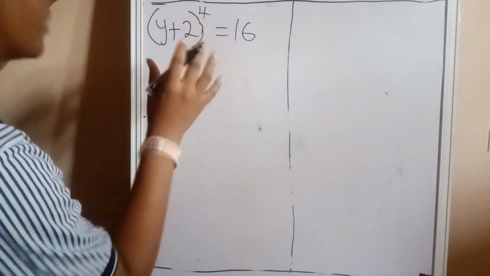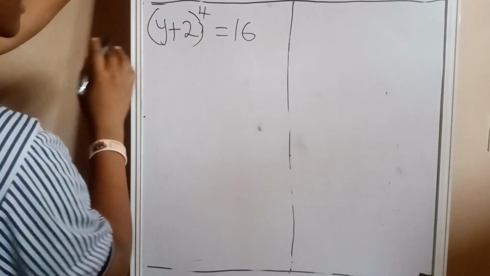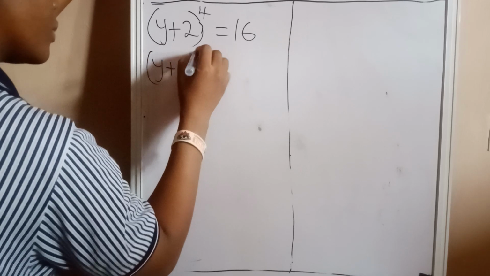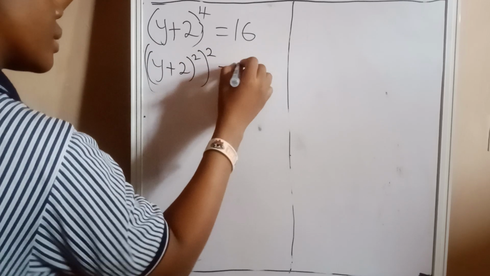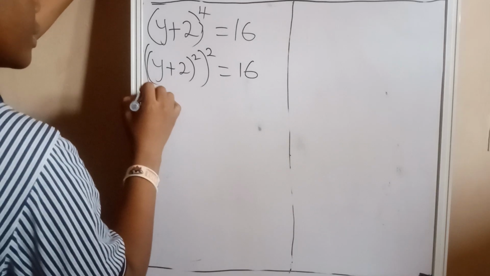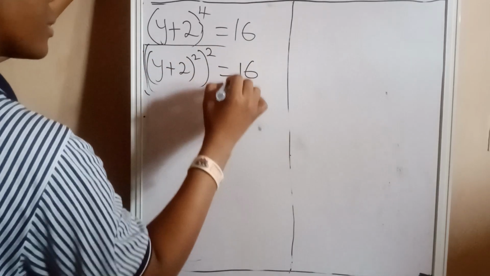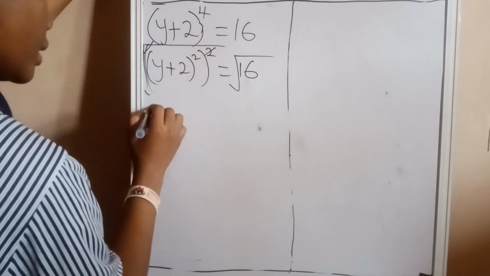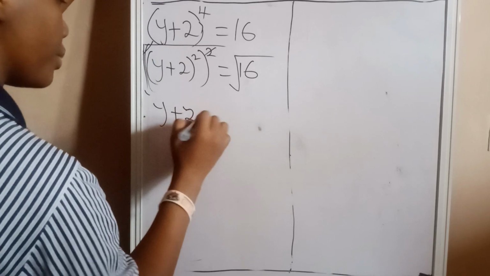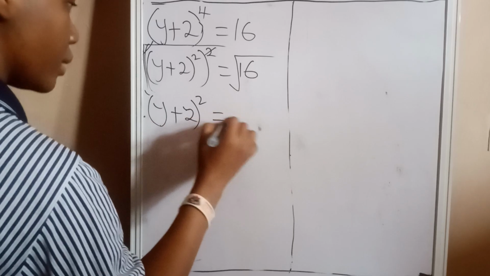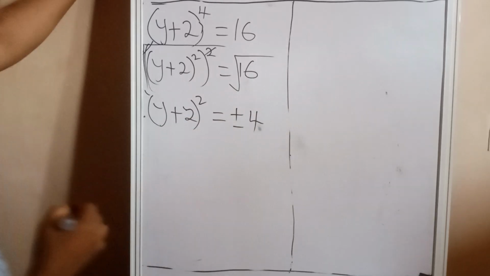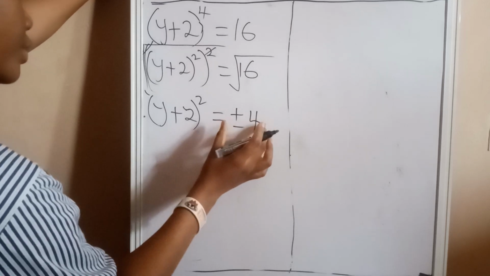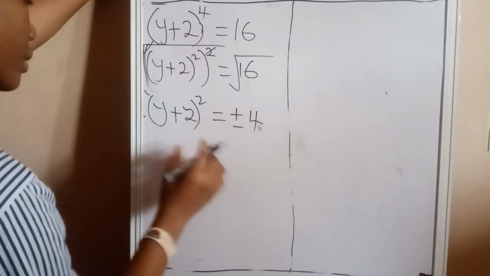So to solve this question, what we're going to do is represent this way, and we're going to take the square roots of both sides. So this cancels, and then we have y plus 2 squared equals plus or minus 4.